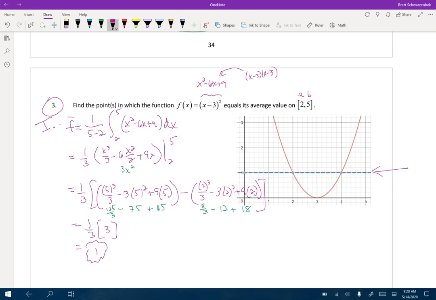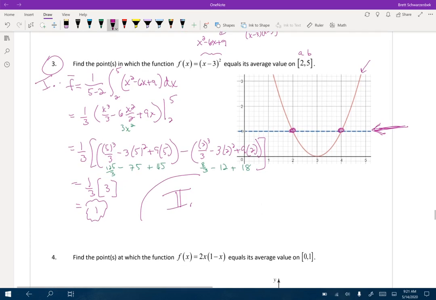So what is this question asking? It's asking for the points in which the graph, which is our parabola, meets the average elevation or average function. So that looks like it's going to occur at 2 different points. Now, you wouldn't have the graph, so you wouldn't know that, but it does appear that that's the case in this problem, hence why we're doing it. So again, how do we find those values? We're trying to find where the function equals its average value. So we take our function x minus 3 squared and we set it equal to 1.